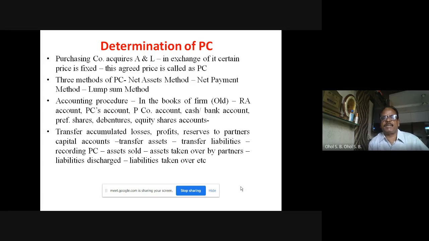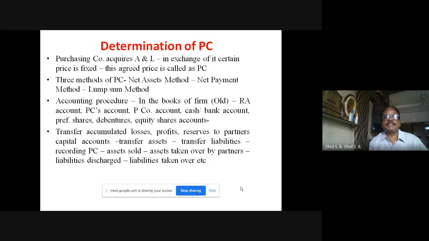Under this method, the PC is paid in the form of cash. It is also paid in the form of debentures. It is also paid in the form of shares. Likewise. So, what type of method of payment is used? Cash, debentures, shares, and all other things. That is why this method is known as net payment method.